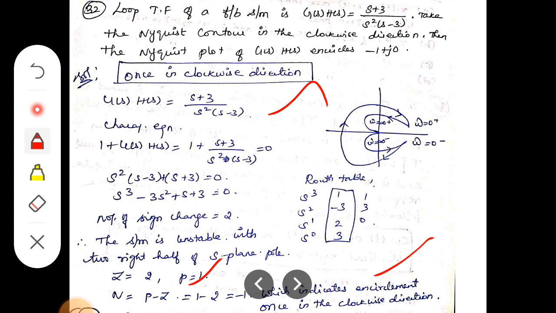The 1 in minus 1 indicates the number of circles, which is a countable number, so the number of circles is 1, and the minus indicates the clockwise direction. So here only one cycle occurs. The number of changes indicates an unstable system, so N is equal to P minus Z, that is 1 minus 2, which is minus 1. So the function encircles the system only once. This is the final answer for the given problem.